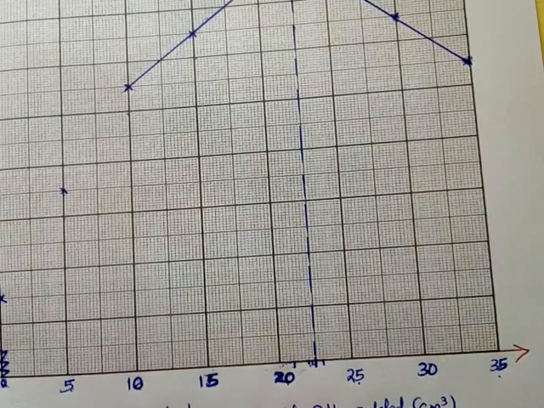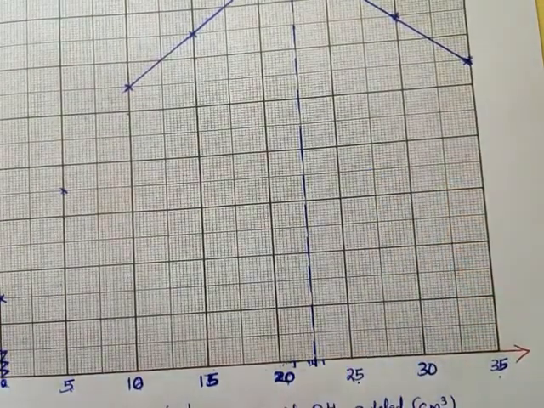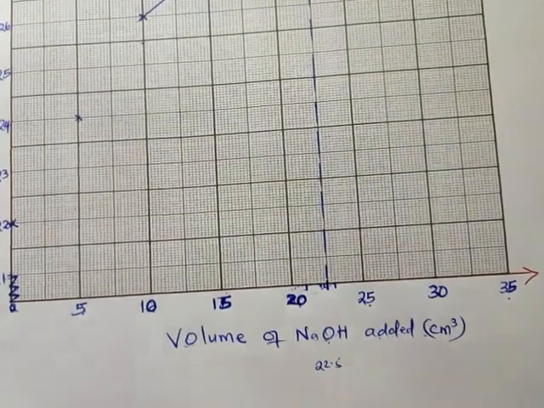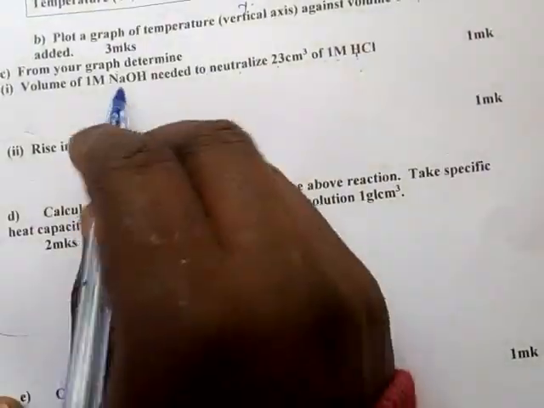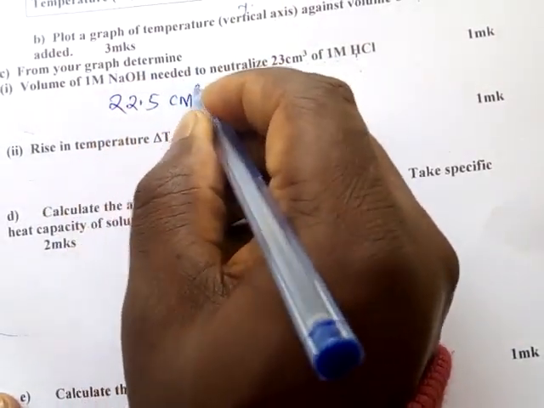So the volume that neutralizes 23 is 22 and a half. So you go back to your script and then you say the volume is 22.5 centimeters cube from your graph.